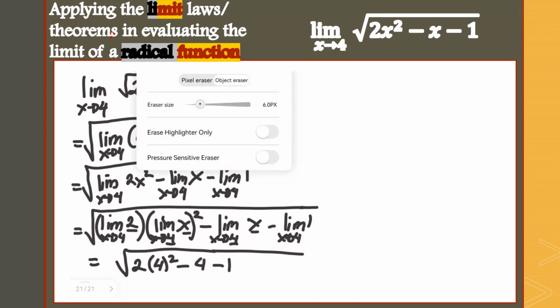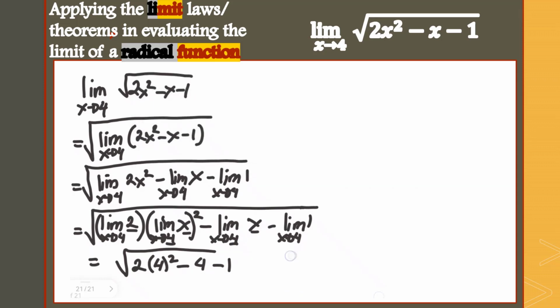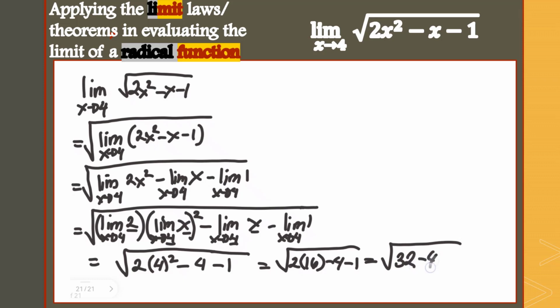Let us erase this. Next, you will have here the square root of 2 times 16 minus 4 minus 1. That's the square root of 32 minus 4 minus 1. Right? 2 times 16 is 32, minus 4, minus 1. That's actually the square root of 27, which can be written as 3 square root of 3, because that's 9 times 3. This is the value of this limit using these limit theorems.